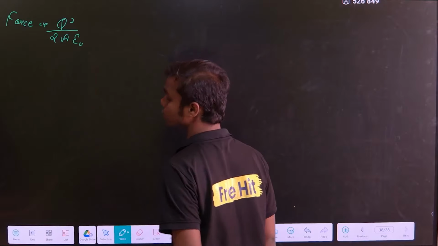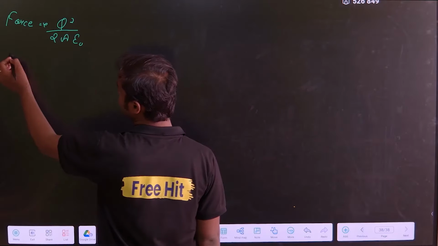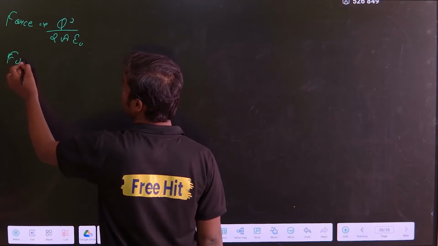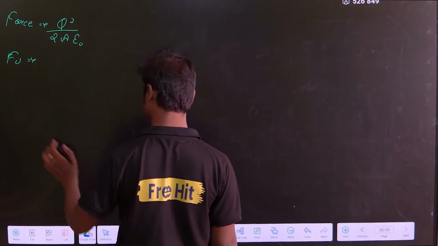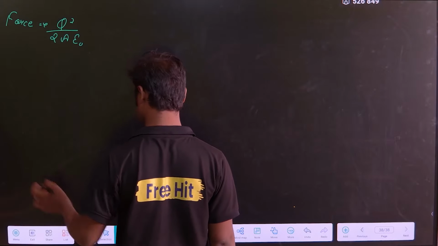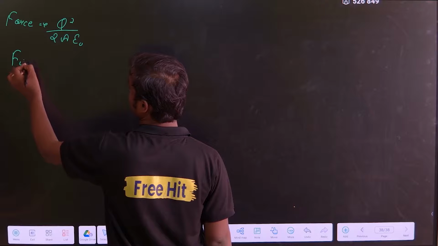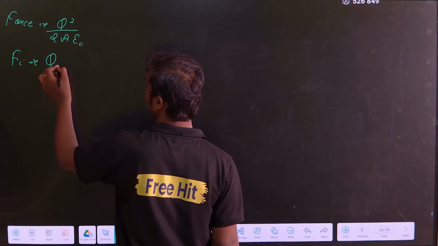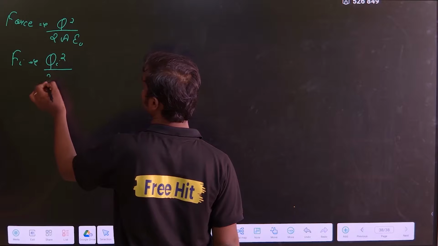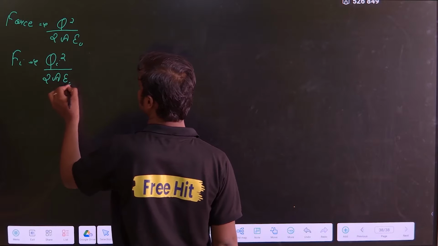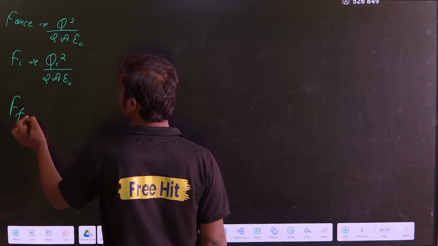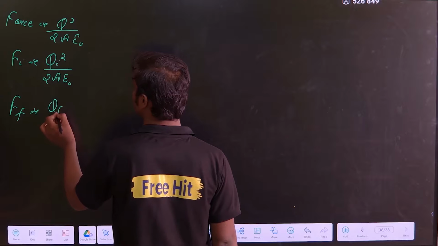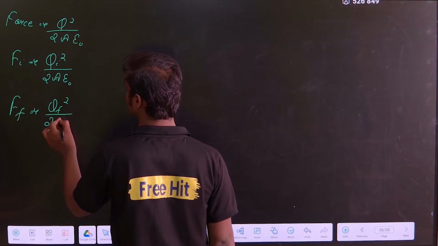Now initially, F initial. What is F initial? F initial is simply Q initial whole square divided by 2A epsilon naught, correct? Now what will F final become? That is Q final whole square divided by 2A epsilon naught.